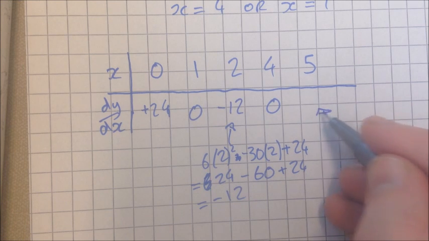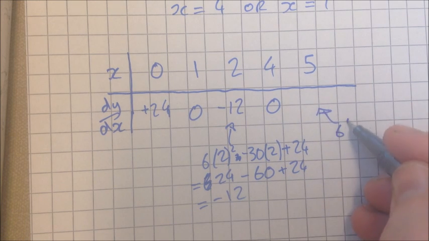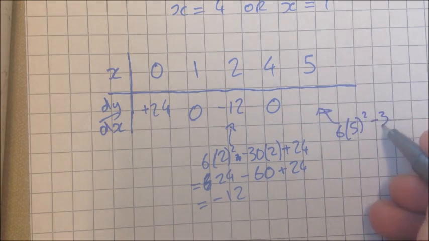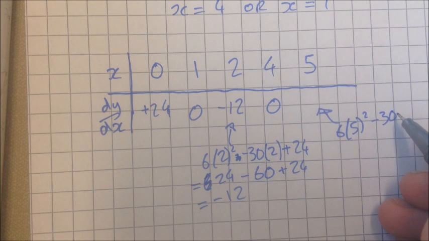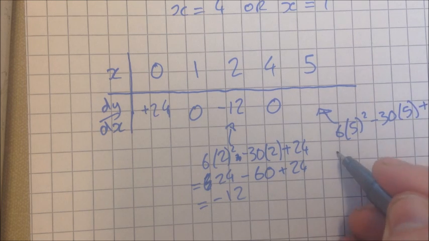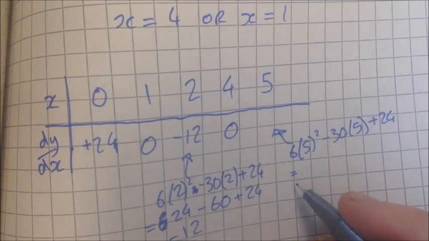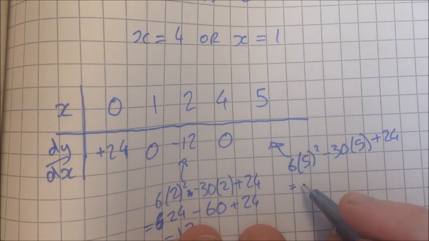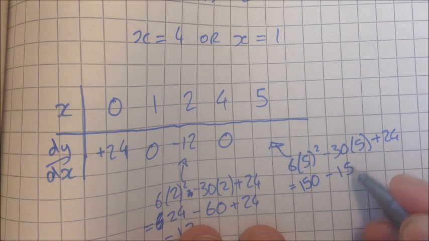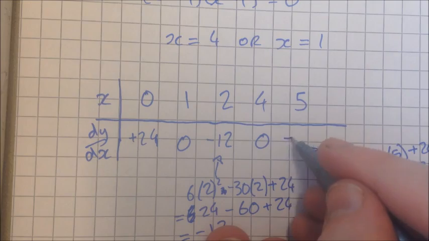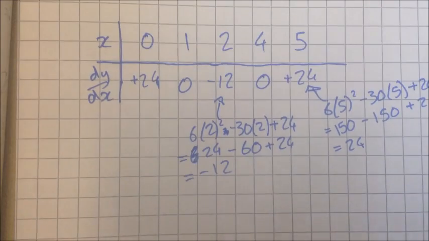And last one, this one here, 5. So that's 6 lots of 5 squared, take away 30 lots of 5 plus 24. So 6 lots of 5 squared, 25 times 6, 150. Take away 150, that's going to be 0, plus 24, that is going to be 24. That worked out nice. So, nice and symmetrical there.